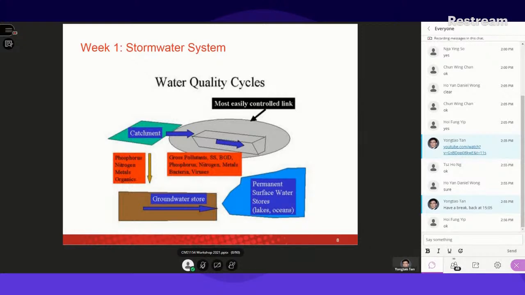The phosphorus and nutrients, nitrogen, and also the metals and organics go through infiltration to the groundwater, and soil can function as a filter to remove the pollutants.